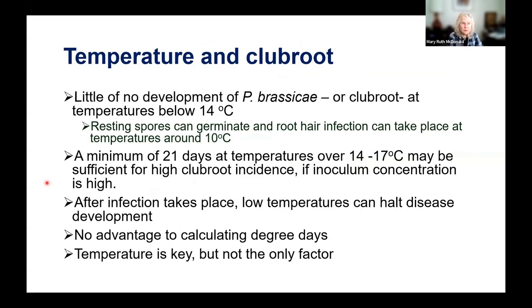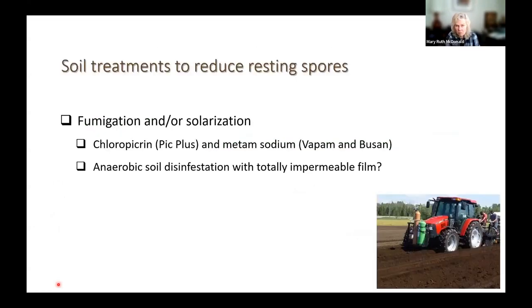So just to review temperature and clubroot, we see very little disease development at temperatures below 14 Celsius. If conditions are optimum, you get infection of the plants within about 3 weeks. But even if temperatures are warm enough for infection, say in August or September, if the temperatures drop off, there's very little clubroot that actually develops. So again, temperature is really important, but it's not the only factor we have to consider.